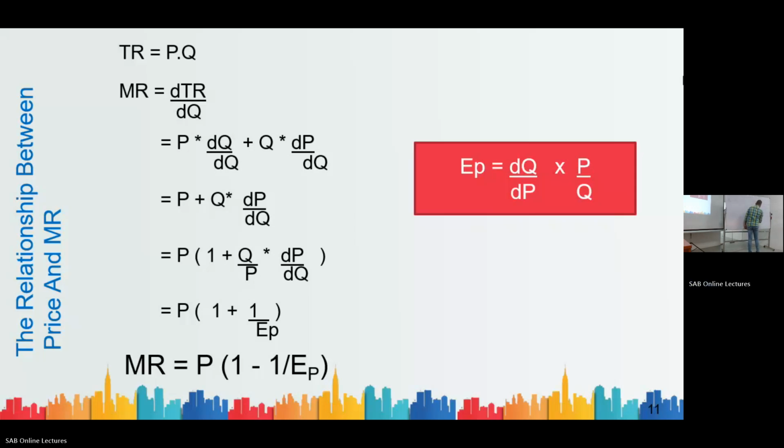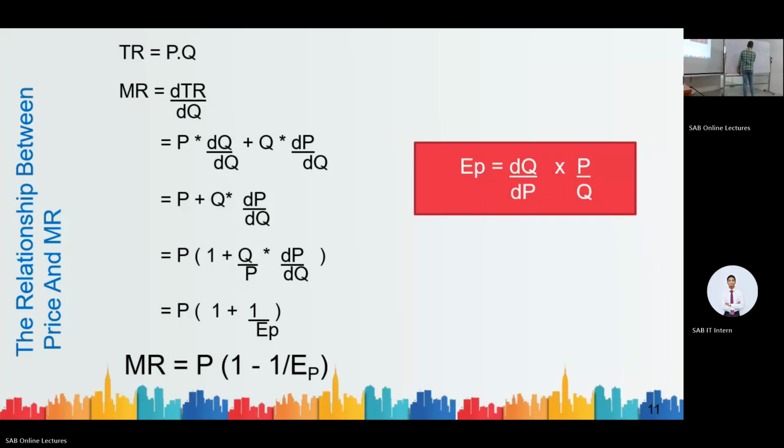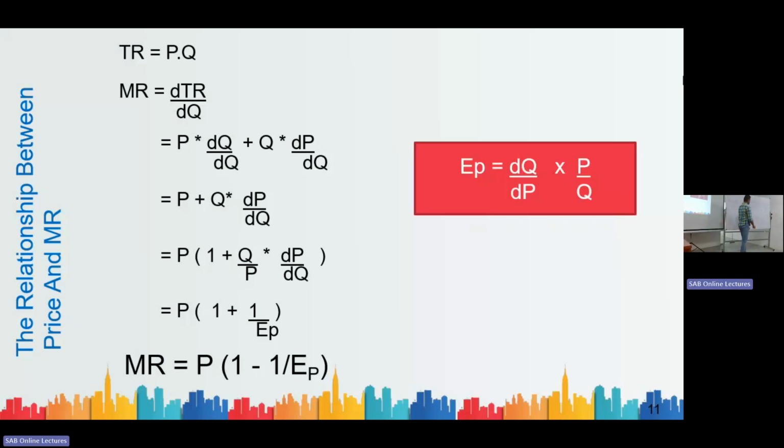Say here it's 4, here it's 8. When quantity increases by 4 units, price will fall by 8 units. So again you will get the same answer. The location where you measure the slope doesn't matter. Whatever 2 points you consider on the demand curve, you will get the same answer.